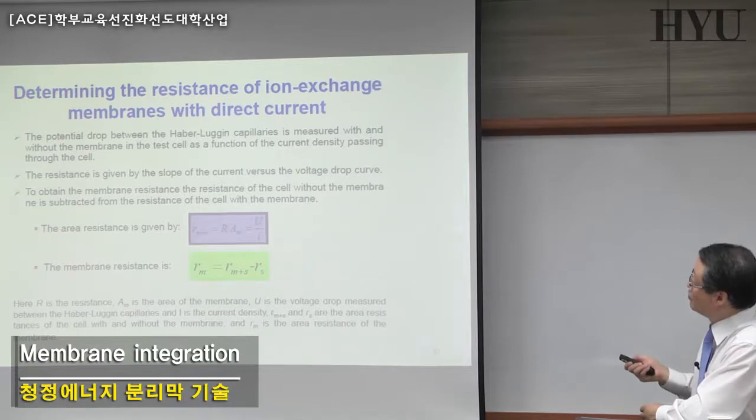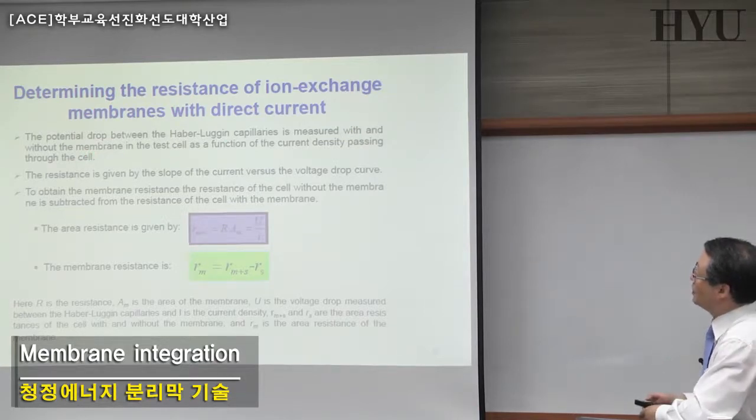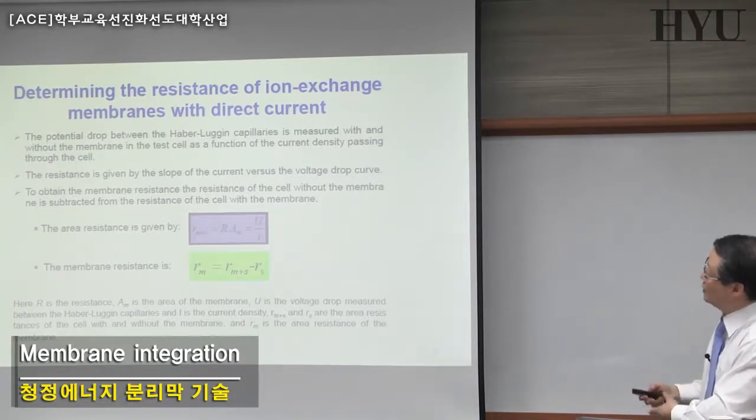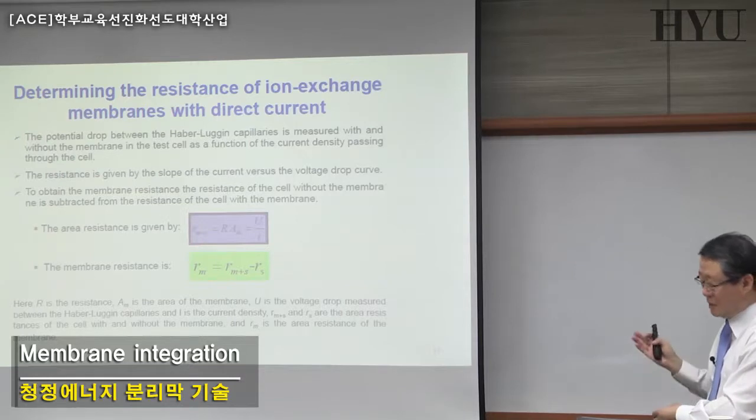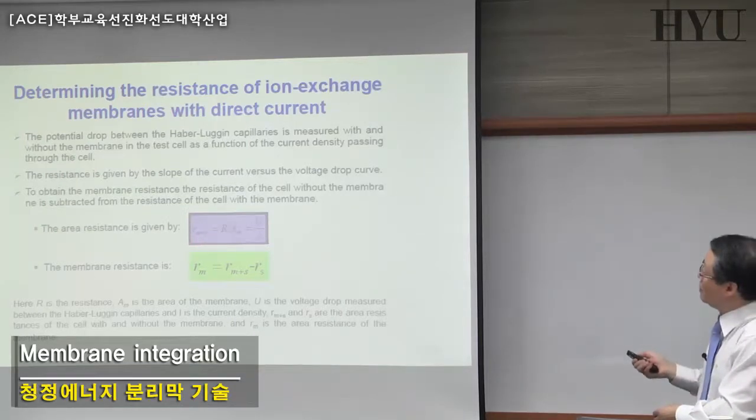So the potential drop using the voltmeter is measured with the membrane or without the membrane in the test cell, and you can change your current density passing through the cell, of course. We have a resistance here. We have the area resistance, and we have the membrane resistance.